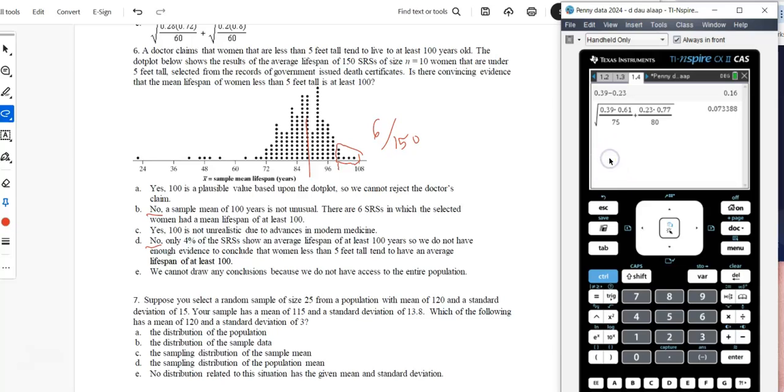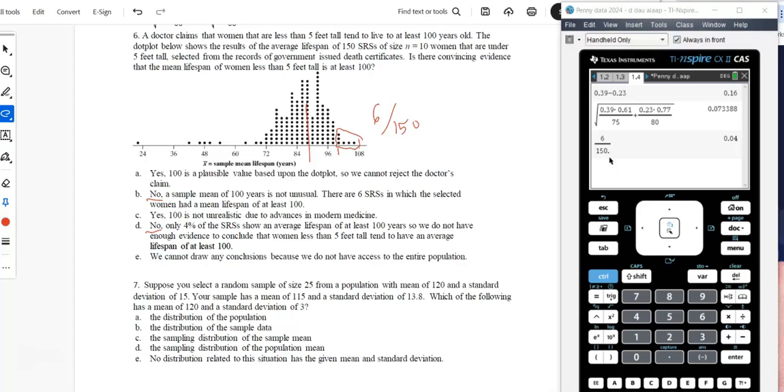Just for fun, let's get that percentage. I have an idea, but 6 divided by 150 is 0.04. So less than 5%. So is there convincing evidence? Oh, the question was not, is the mean 100? Is there convincing evidence that it's at least 100? We've got to think about this. This is weird because usually we're used to saying when there's 6 out of 150, that's pretty unusual, so it must be convincing evidence. But in this case, only 4% of all those under 5 feet tall lived to be over 100 years old.